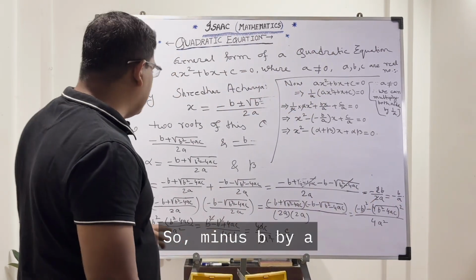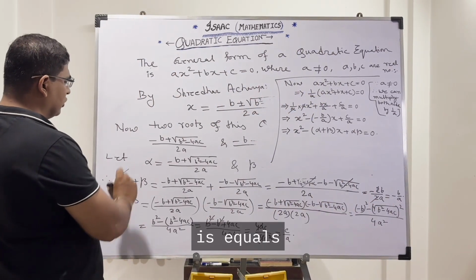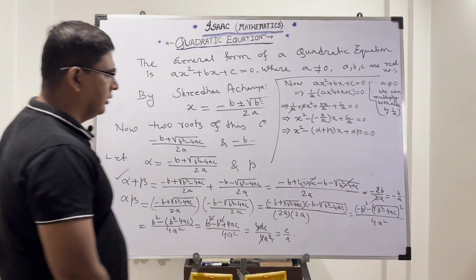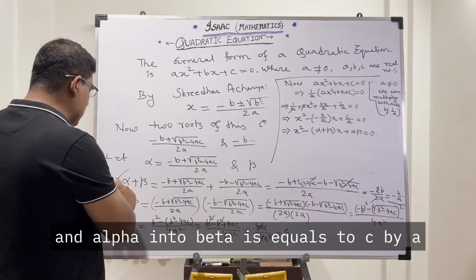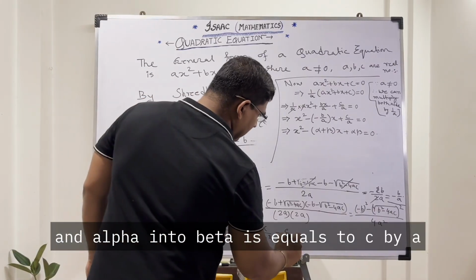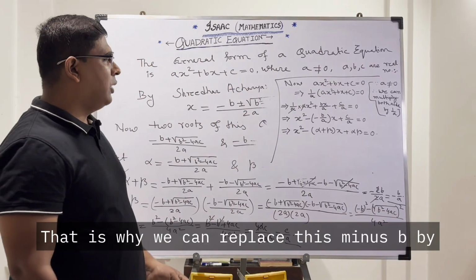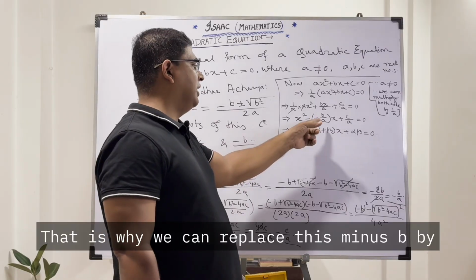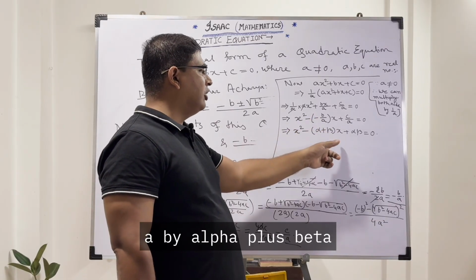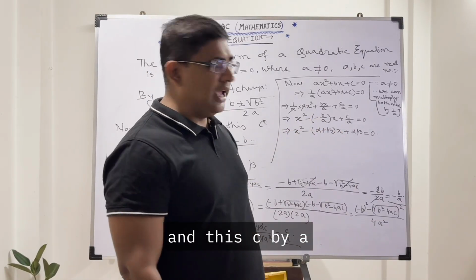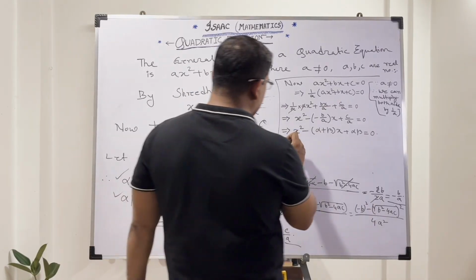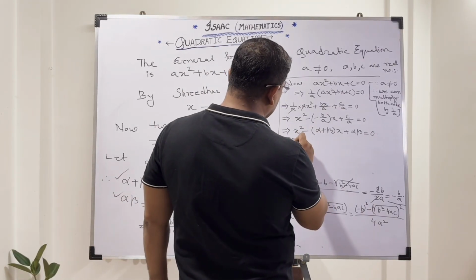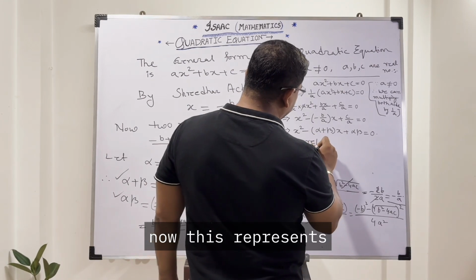So minus b by a is equal to alpha plus beta, and alpha into beta is equal to c by a. That is why we can replace this minus b by a by alpha plus beta, and this c by a by alpha into beta.